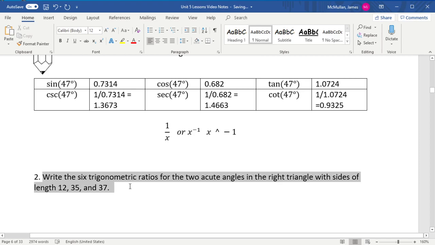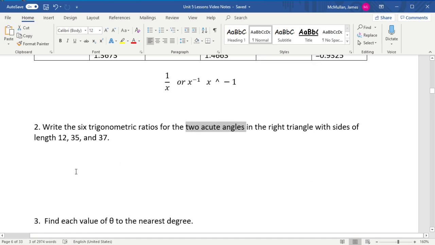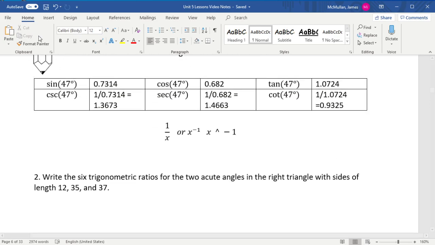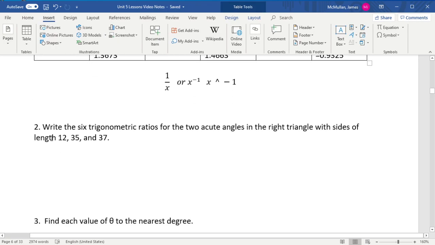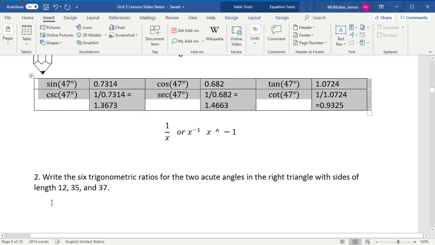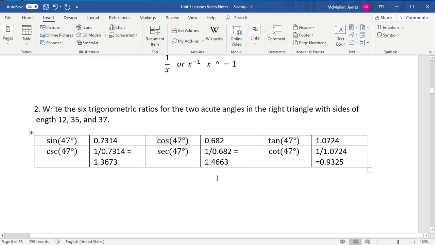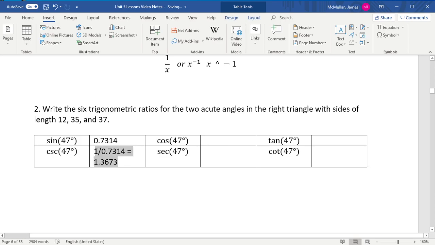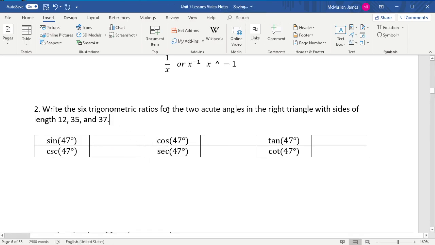Okay, write the 6 trigonometric ratios for the 2 acute angles in the right triangle with side lengths of 12, 35, and 37. The 2 acute angles would be, of course, the 2 angles that are not 90 degrees. And so what we're going to do here is the same thing I did above, but we're going to need to double it because there are two angles. Now, before we do this, let's get GeoGebra to draw the picture so we know the answer, and then we'll look for how to get that answer. So how do I make a triangle with lengths 12, 35, and 37?